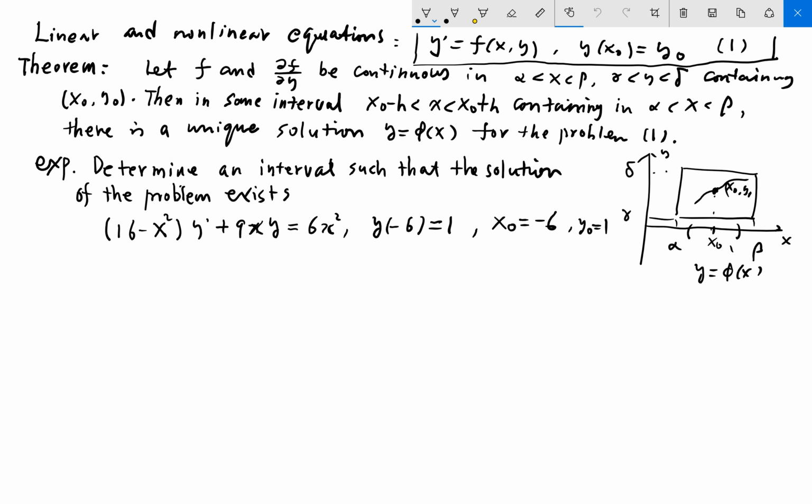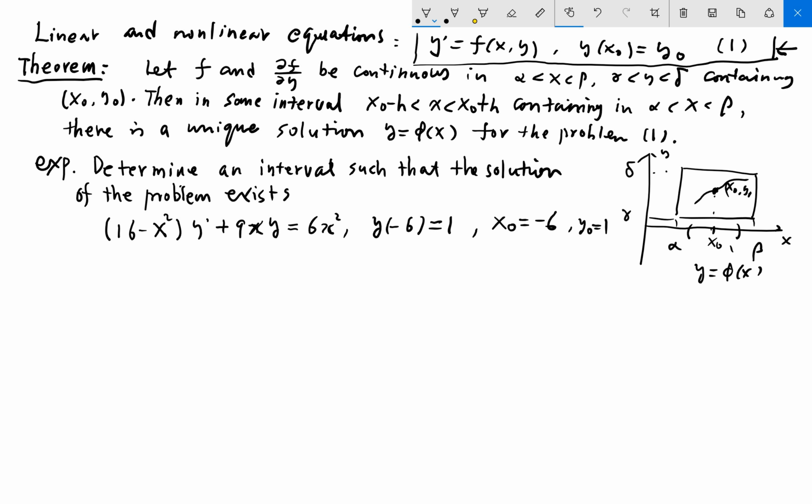Okay, in the previous sections, we learned that if you give me a linear equation or a separable equation, we know how to solve them. The purpose of this video is, given a differential equation and an initial condition, to ask when this problem's solution exists and is unique.